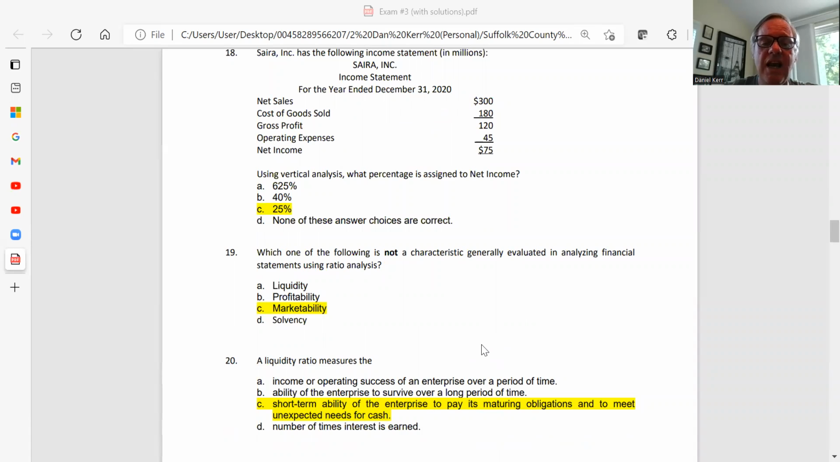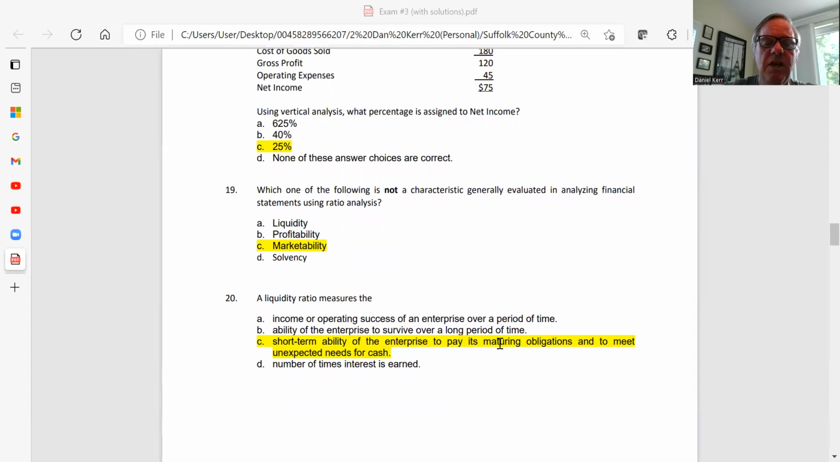19, which of the following is not a characteristic generally evaluated analyzing financial statements using ratio analysis? So the ratio analysis fell into three groups. We had ratios to compute liquidity, those to compute profitability, those to compute solvency. We did not have a category called marketability. And the last one, a liquidity ratio, basically measures the ability of the company to pay its bills when they come due, and be prepared for any unexpected needs for cash. So the answer there for 20 is C.